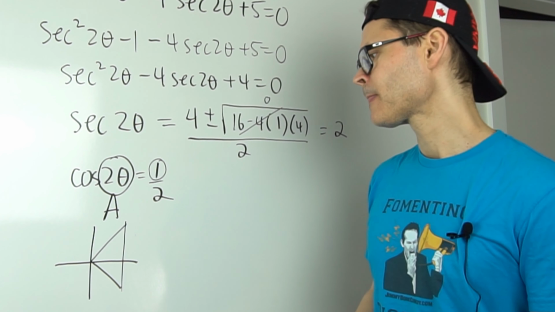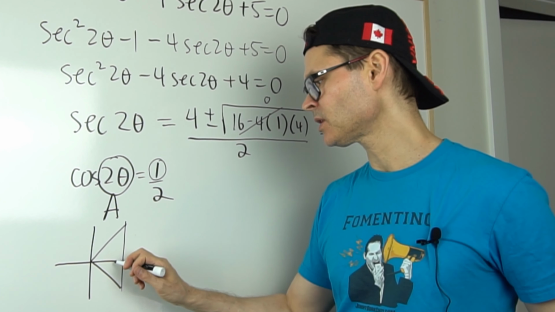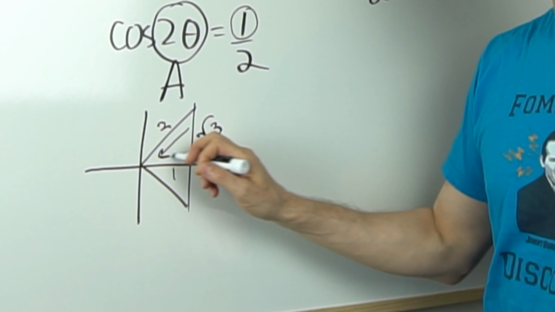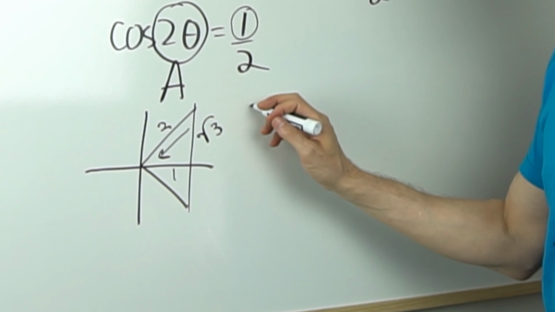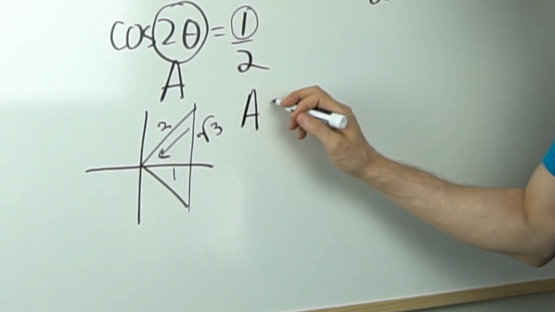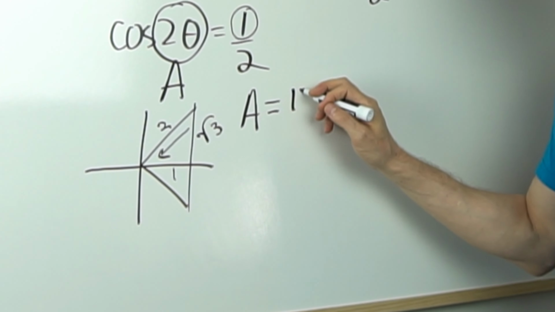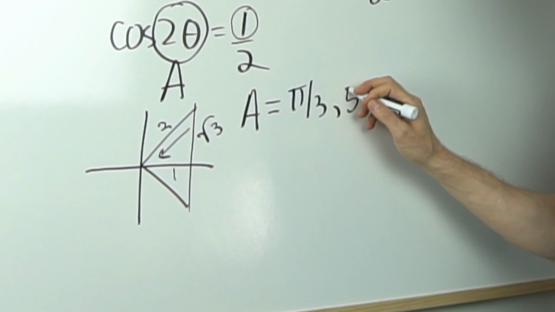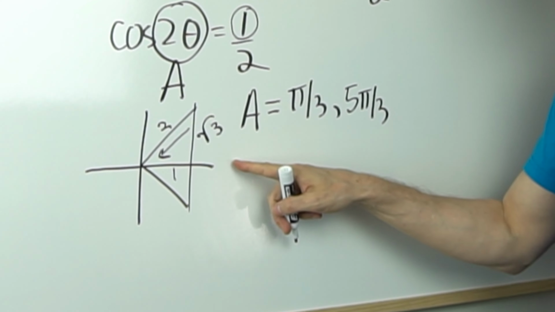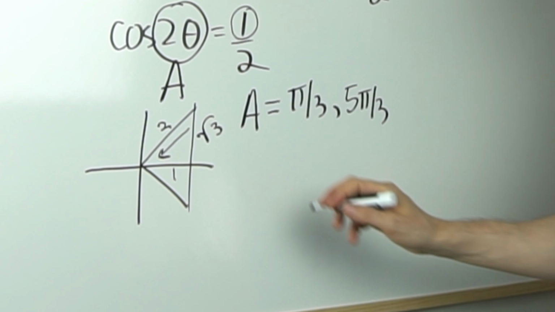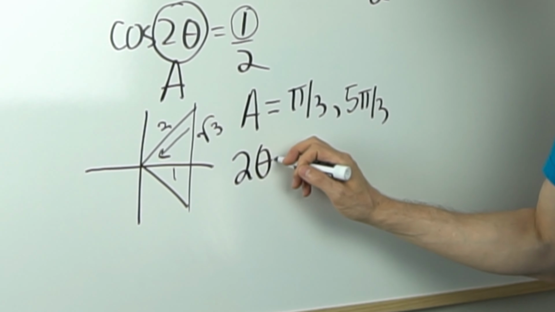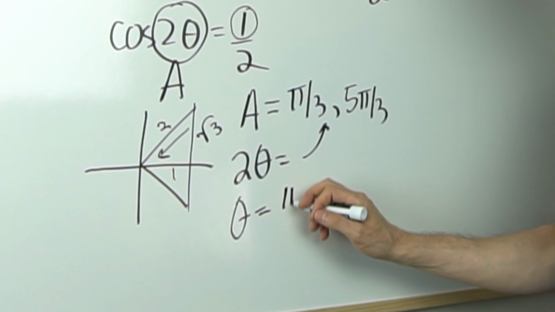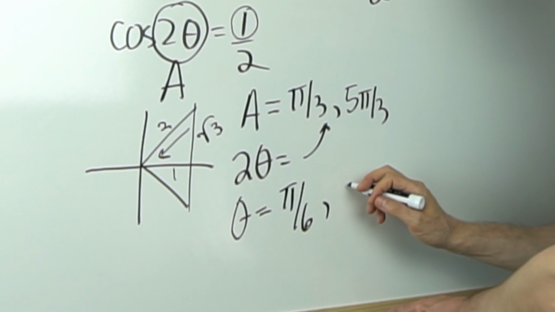I'll think of my special triangles because these look like special side lengths, which they are, root 3. So there's my reference angle for angle A, which is going to be pi over 3. So for A, I get basically two answers, pi over 3, and I also get 5 pi over 3, 2 pi minus pi over 3. So I'll put the 2 theta back. Okay, so 2 theta is equal to that, meaning that theta is going to be pi over 6 and 5 pi over 6.